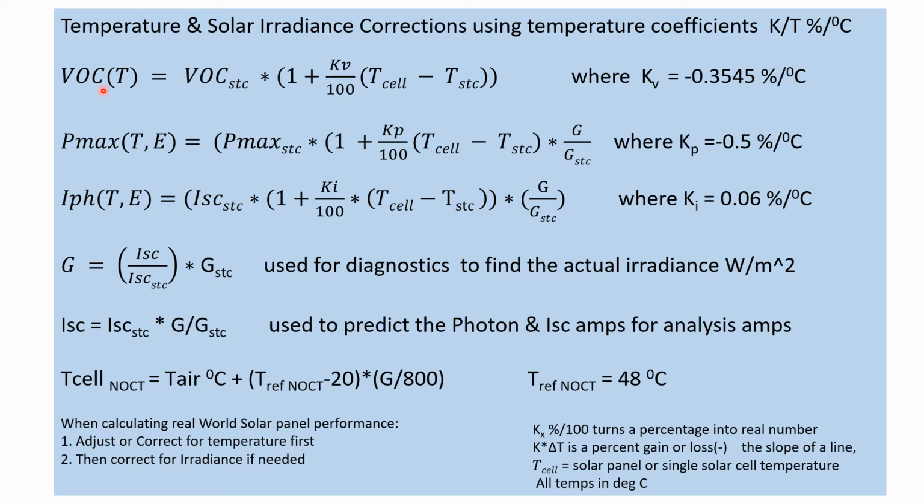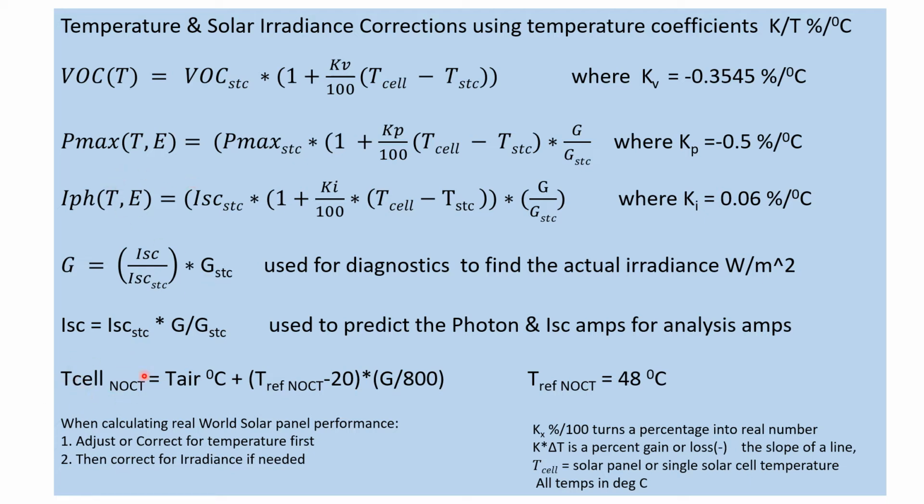the true or real world value should be given STC, a temperature coefficient, and a temperature of the solar panel or solar cell. All right, VOC is strictly a function of temperature. P max is a function of temperature and energy. I should have changed that to a G, and that should have been changed to a G. Anyway, there's another video already posted where I went through this and did some sample calculations and things.